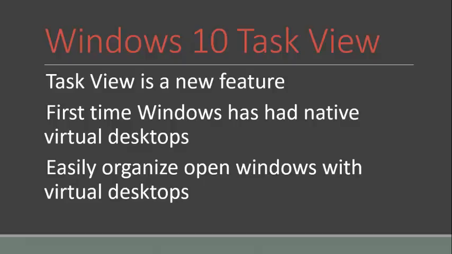Task View is a new feature to Windows 10. Windows has previously supported virtual desktops run through other applications. However, this is the first time that virtual desktops have been native to the Windows operating system. Virtual desktops are an easy way to organize your tasks while multitasking. They allow you to hop seamlessly from one set of tasks to another, saving valuable time you may have otherwise spent searching through open windows to find the window you were looking for.